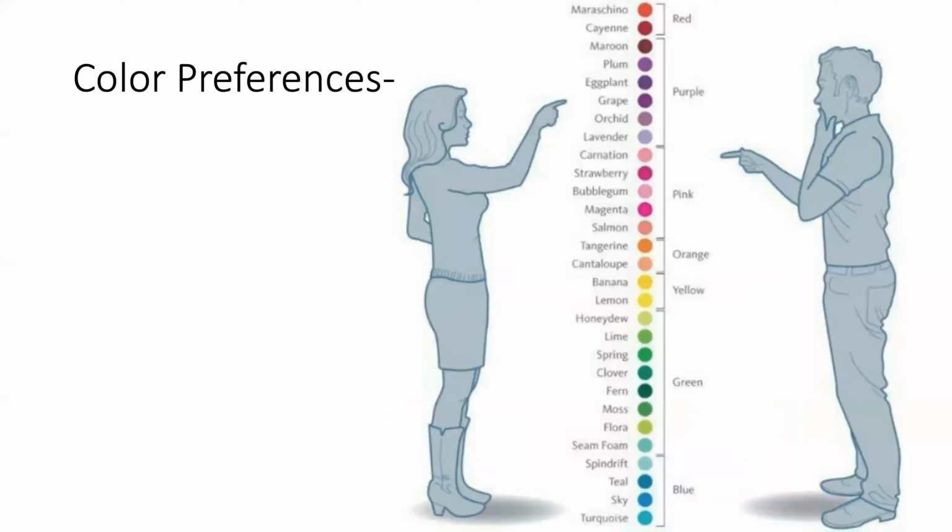Okay. And this actually shows the idea that women see more detail in color. Eggplant, grape, orchid, lavender, plum, maroon, and a dude will just say purple. I've kind of been doing that even in discussing this. So carnation, strawberry, bubblegum, magenta, salmon. See, salmon would be a little different. Defined by a woman might be, just pink.